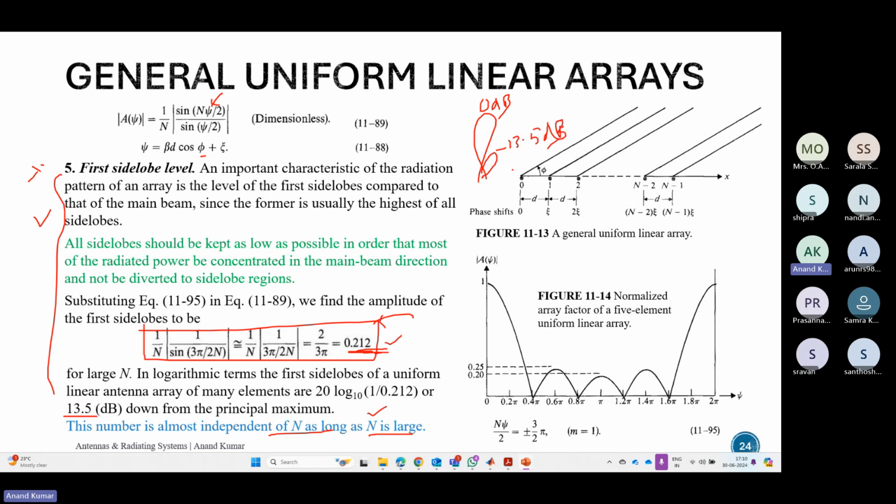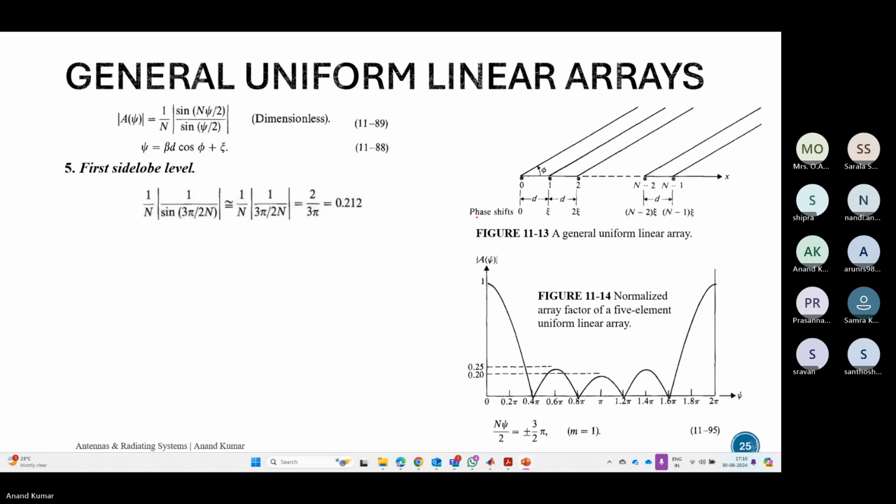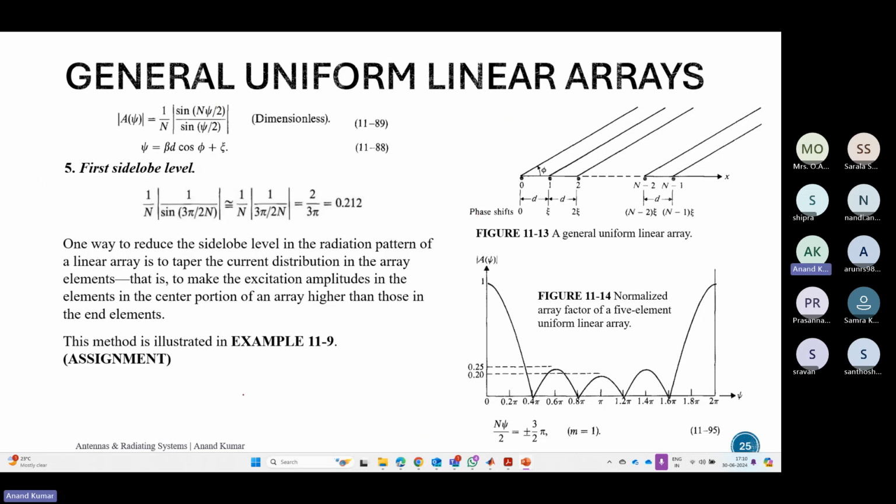And side lobes are actually a concern, and we want them to be even lower. So there is another example in the book, example 11.9, which is again left as an assignment. Over there, we discuss how to reduce this side lobe level.